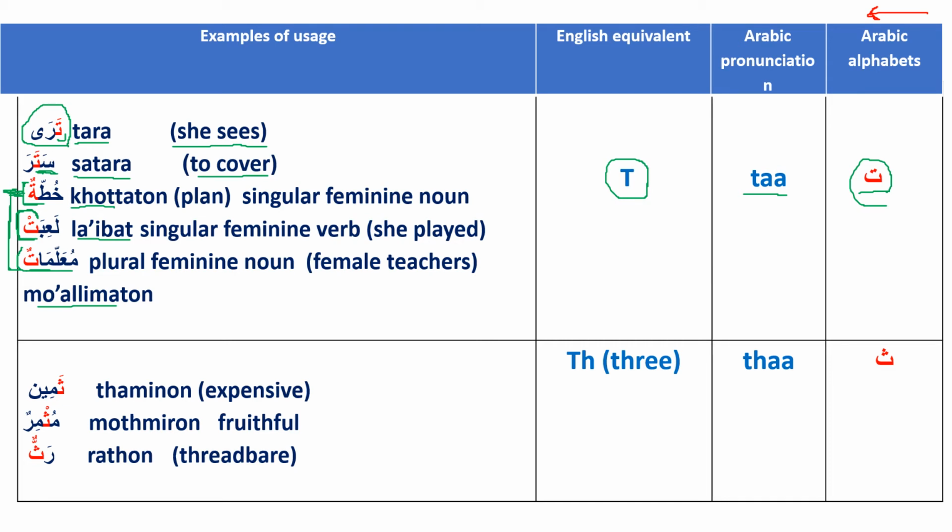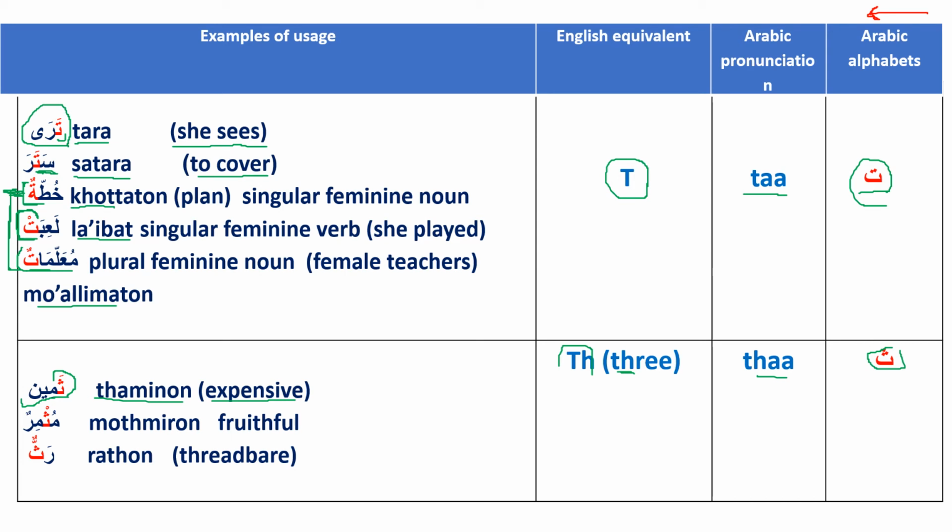tha. Tha. It's pronounced in English th, just like the word three. Nice. Now let's see its variations. If we take the first word, ثمين, which means expensive or valuable, it's just like ta. We write it like this. It must be attached to the letter that follows it with 3 dots up.